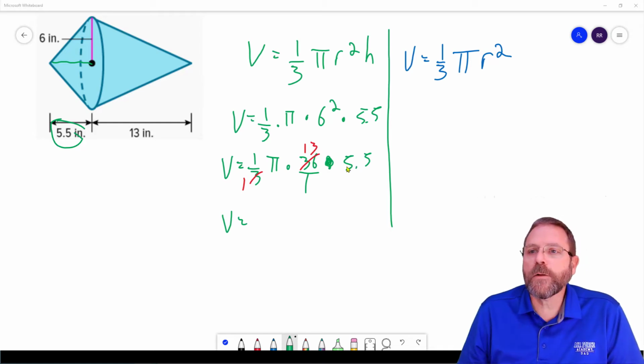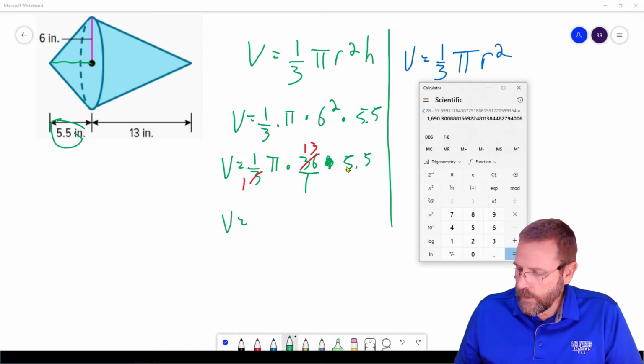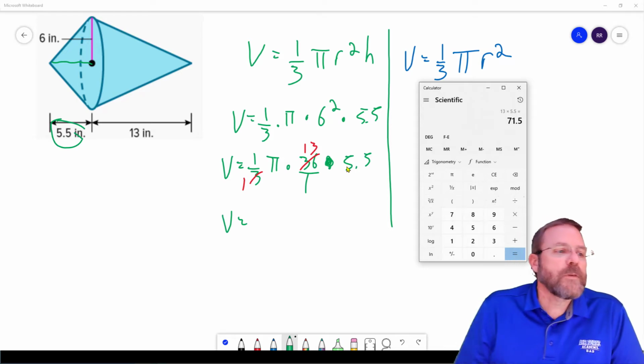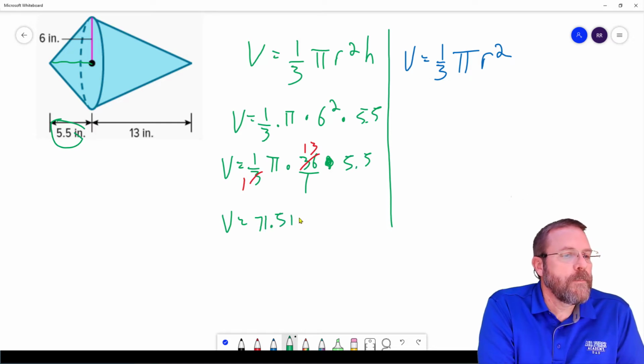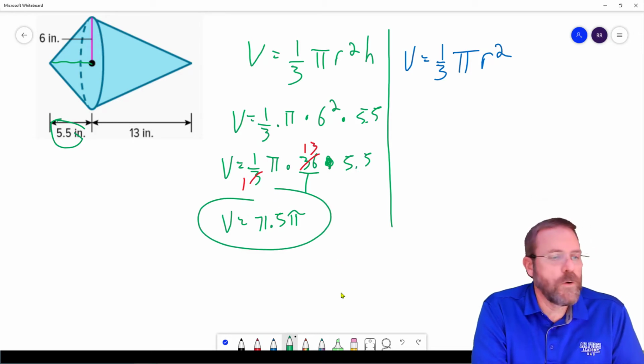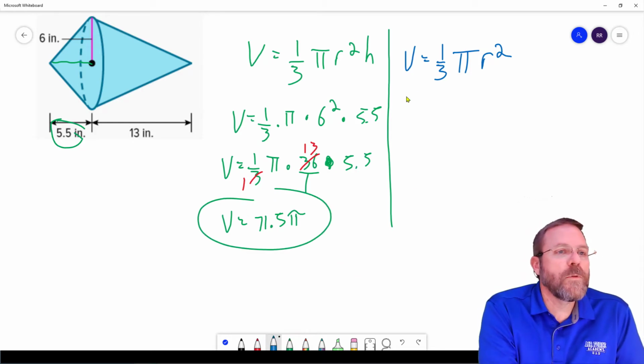So let's grab a calculator and knock that out. 1 times 13 is 13. 13 times 5.5 is going to equal 71.5 pi, which is going to be the volume of the short cone. Now we're going to find the volume of the long cone. I need to put my height in here as well.